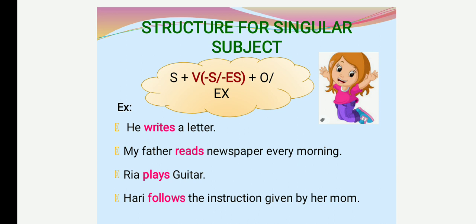My father reads newspaper every morning. So we learned that every is a keyword which represents simple present tense. So my father reads newspaper. Ria plays guitar. Hari follows the instruction. I just highlighted the verb which changes form when it is followed by a singular subject.